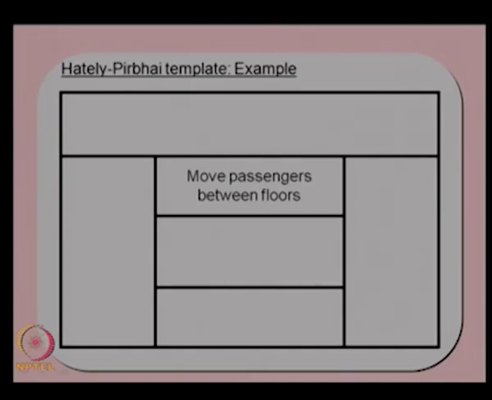So, every elevator needs to have a user interface, because users are giving some input to the system. So, we need to have a user interface for the system, and that is provided here as the accept passenger request and provide feedback. So, one sub function of the main function, that is move passenger between floors, is accept passenger request and provide feedback.